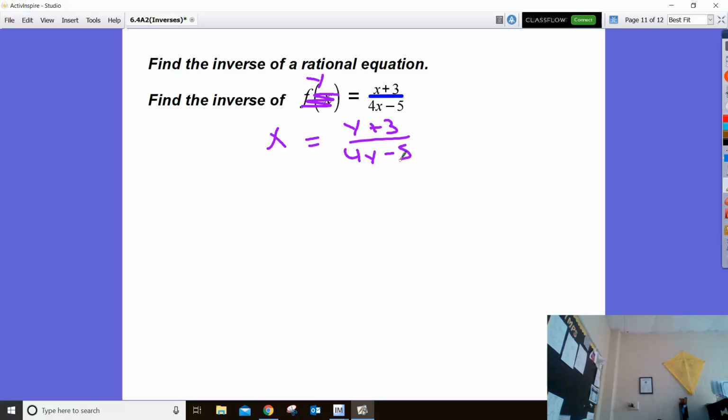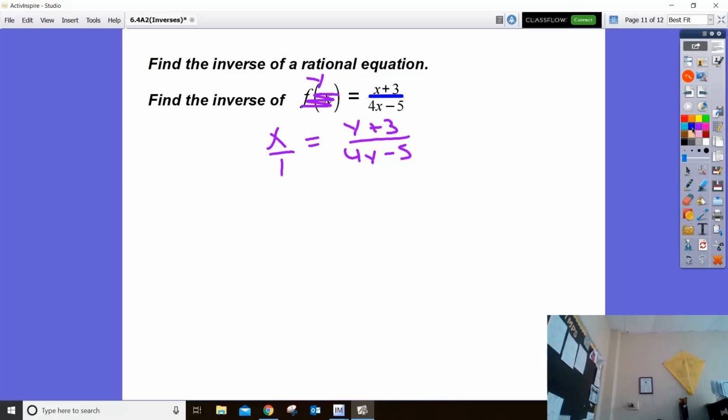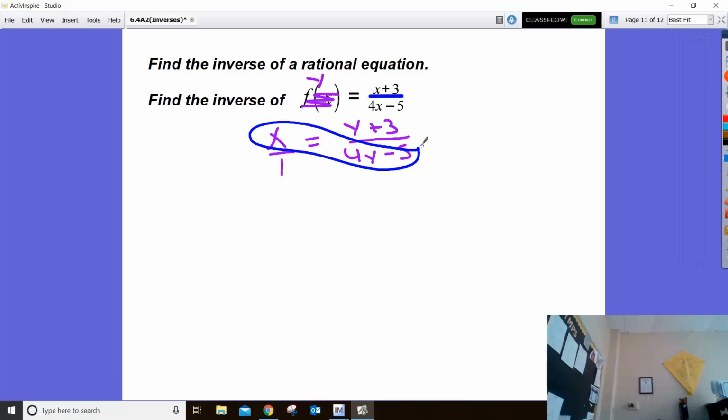Now, all rational expressions, what we're going to do is a process called cross multiplication. Or you can multiply both sides by the denominator, it doesn't matter. Those pieces get linked together. I always do the top and the bottom first. What's x times 4y? 4xy. What's x times a negative 5? It's negative 5x. And the right side is 1 times y plus 3, which is y plus 3.